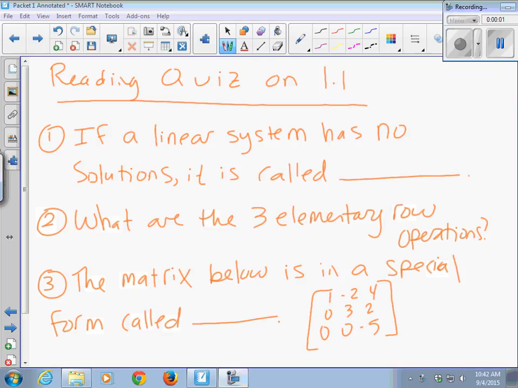If a linear system has no solutions, it is called inconsistent. We had some people read. Very good.